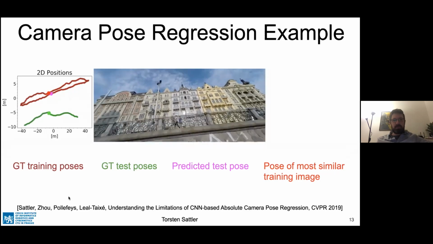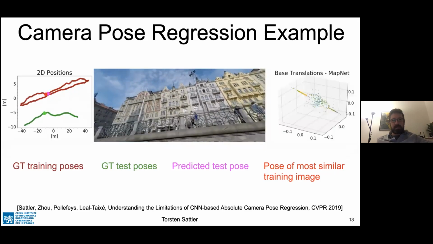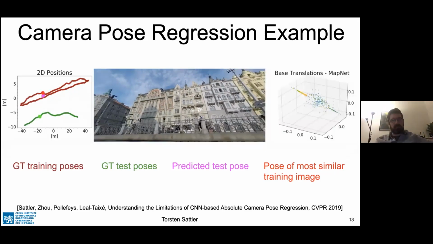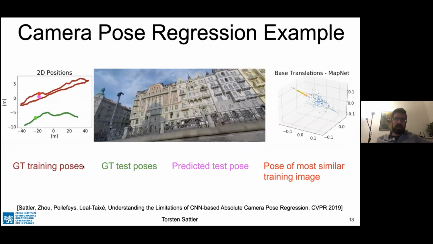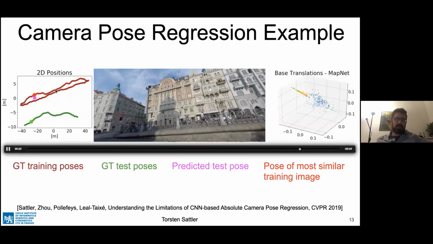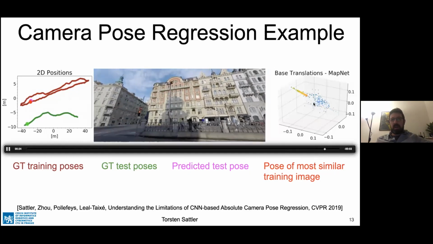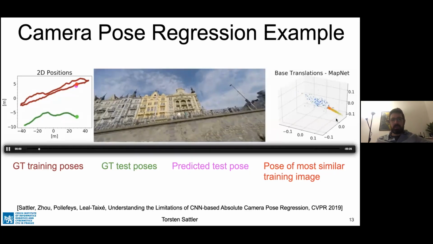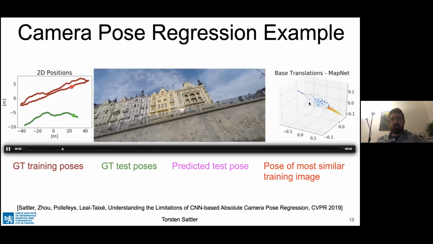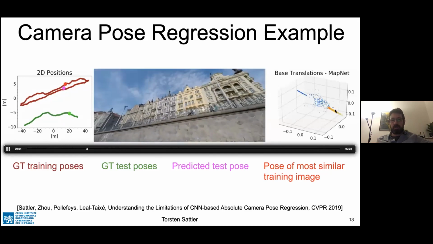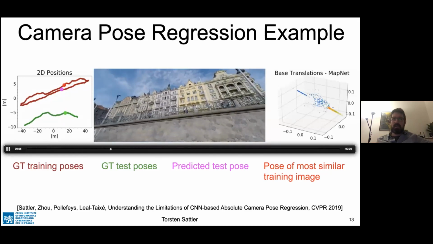And the reason for this is simple. As I said, the network learns a set of base poses. And since the training images are taken roughly on a line, the network essentially learns that all my base poses are roughly on the line. This is what is shown here.